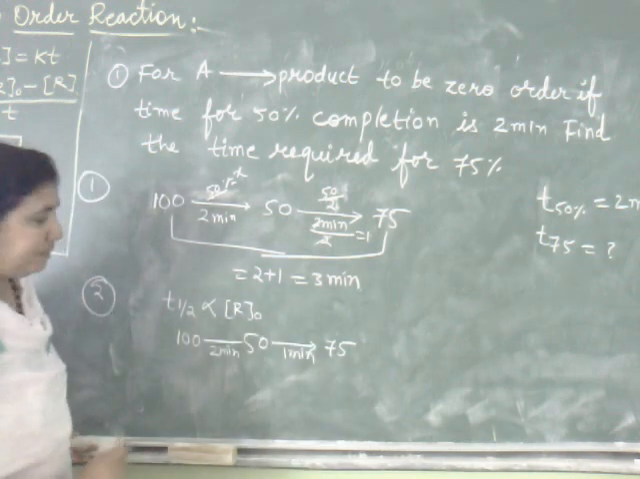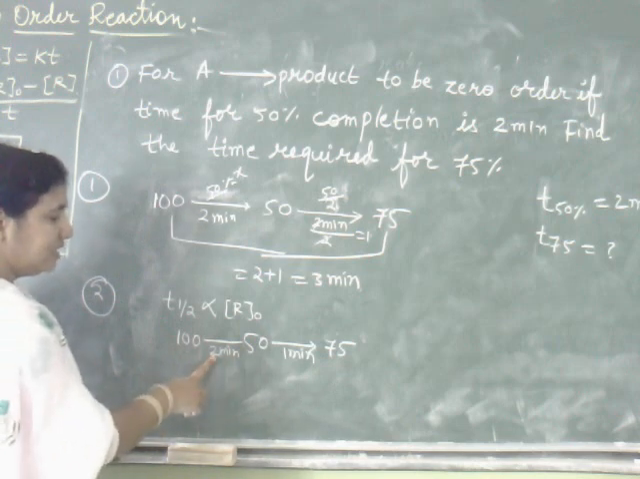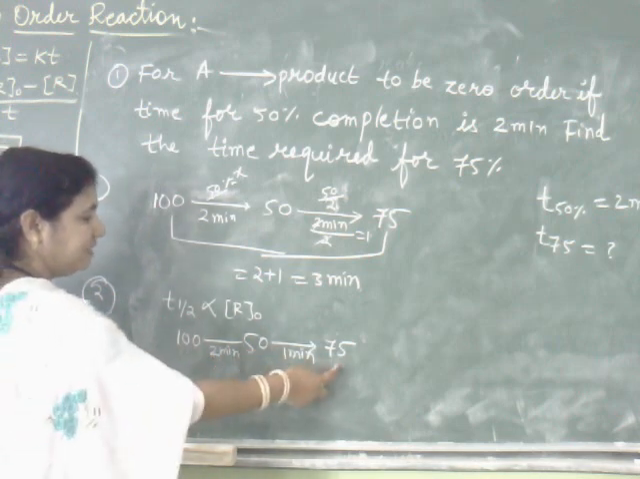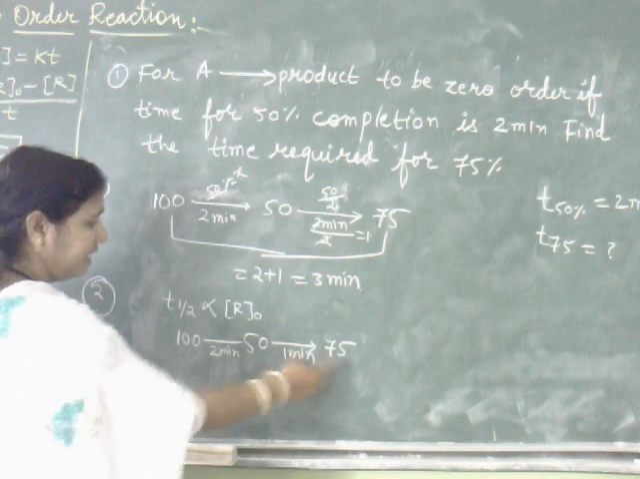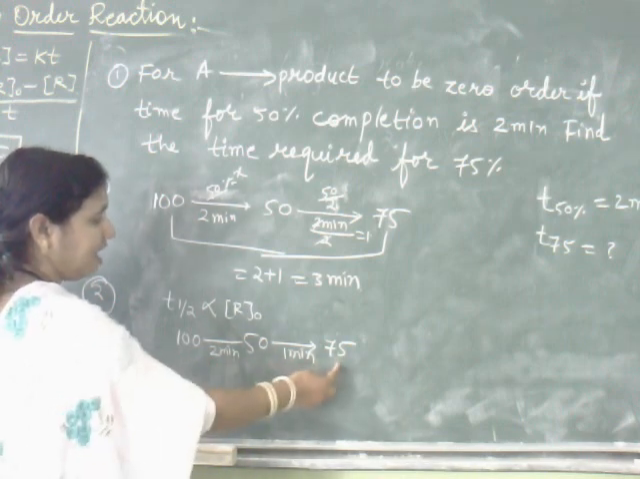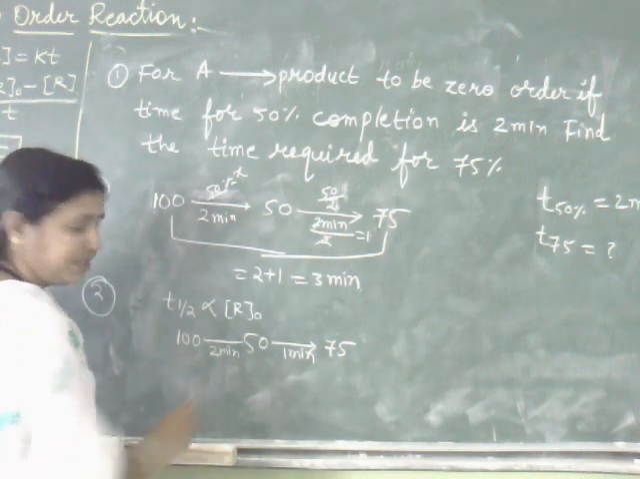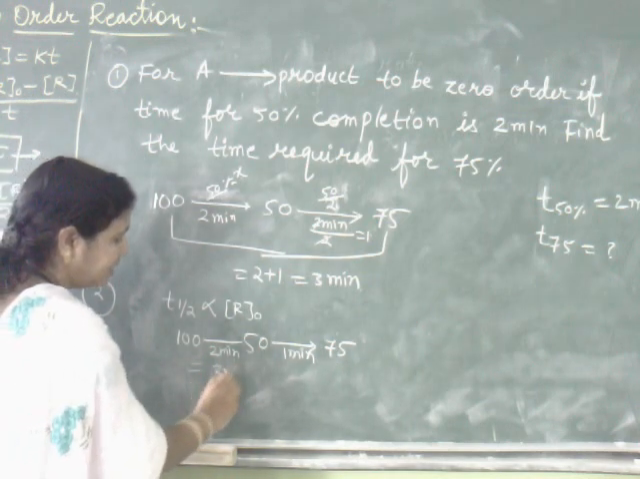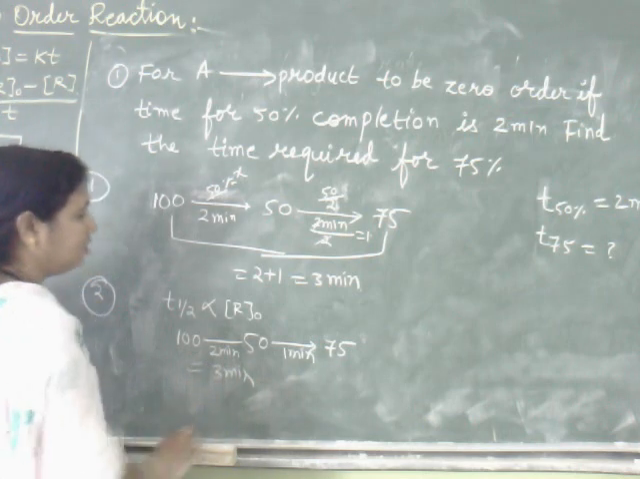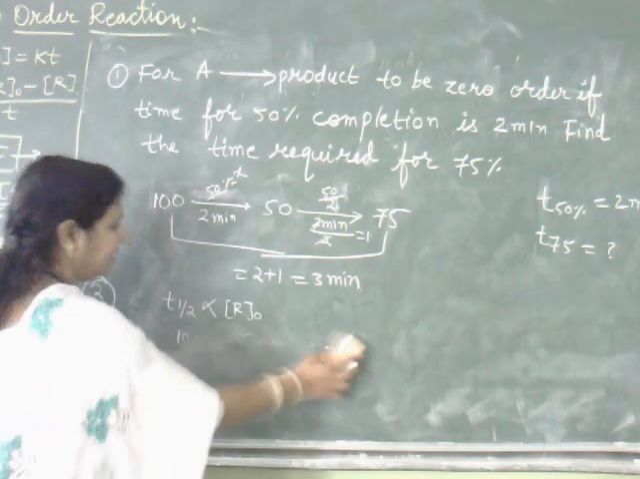1 minute. 100 to 50, 2 minutes. And then 50 to 75, it should decrease. How much is it? Half it is decreased. That's why it is 1 minute. 2 plus 1, 3. Total timing will be what here? 3 minutes.